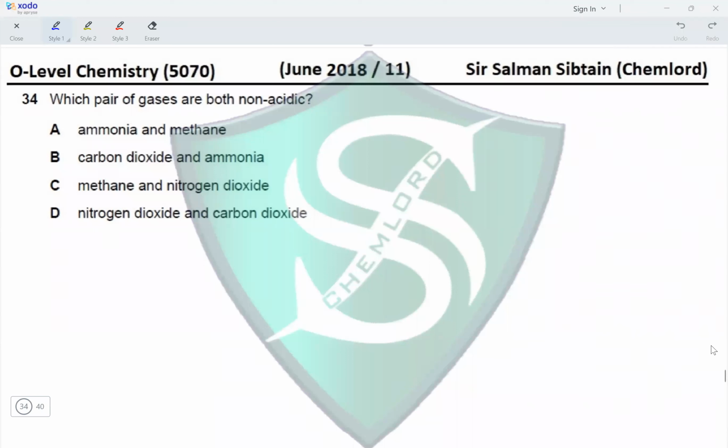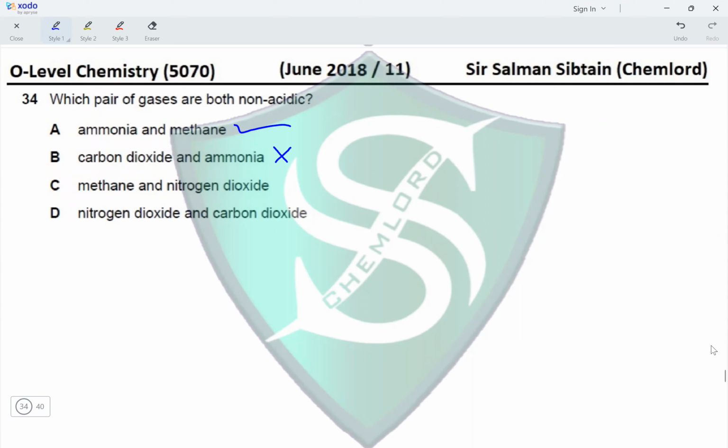Question 34. Which pair of gases are both non-acidic? A. Ammonia and methane. Ammonia is basic and methane is neutral. So both of them are non-acidic. B. Carbon dioxide and ammonia. Carbon dioxide is acidic, ammonia is basic.